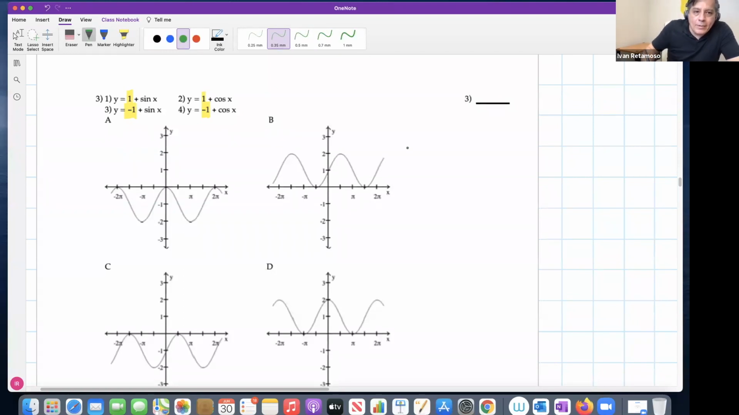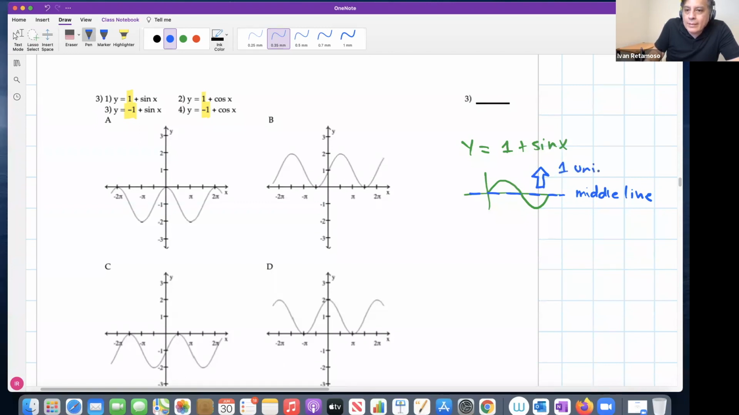For example, here y equals 1 plus sine of x. What's the graph of this? Well, we all know that the graph of y equals sine of x is just this, right? And this is the middle line, right? Middle line. So simply shift up this middle line 1 unit. So why 1 unit? Because of the 1 added, right? 1 unit up. So if you shift 1 unit up the middle line, now the middle line will appear here, right? 1 unit up.